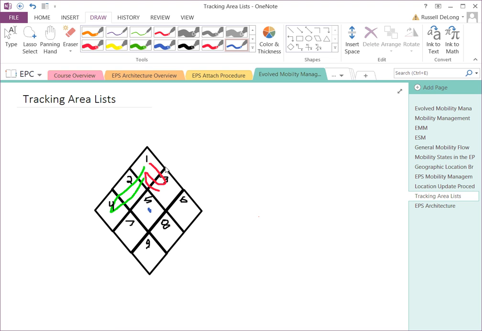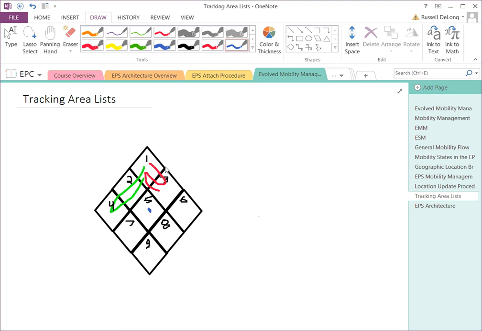So what this does is I'm telling the user, you don't have to update me if you cross 1 to 3. And the green user, you don't have to update me if you cross 1, 2, or 4. Blue user, you don't have to update me unless you cross 5 because you never leave 5. At the same time, if I need to page you, I'm going to page 1 and 3. That's what I would say is the eNB towards the red user. The eNB will page 1, 2, and 4 if you are the green user. And to reach the blue user, I need only to page tracking area 5.